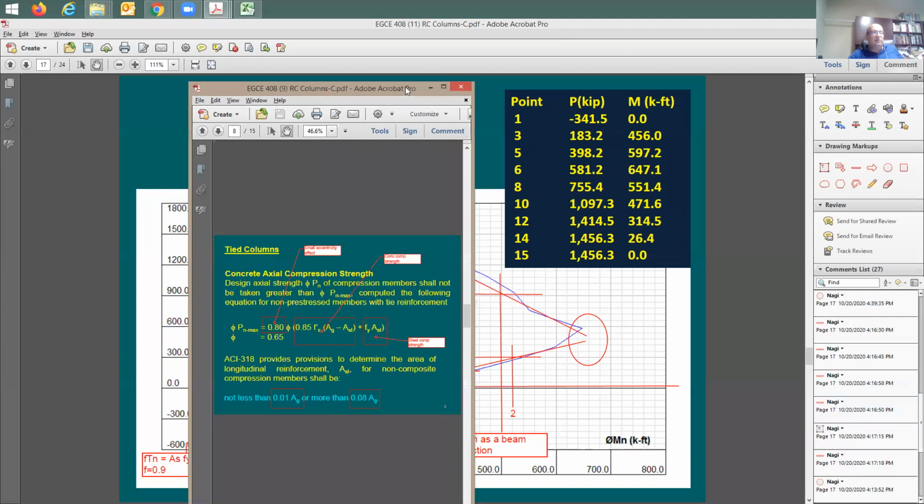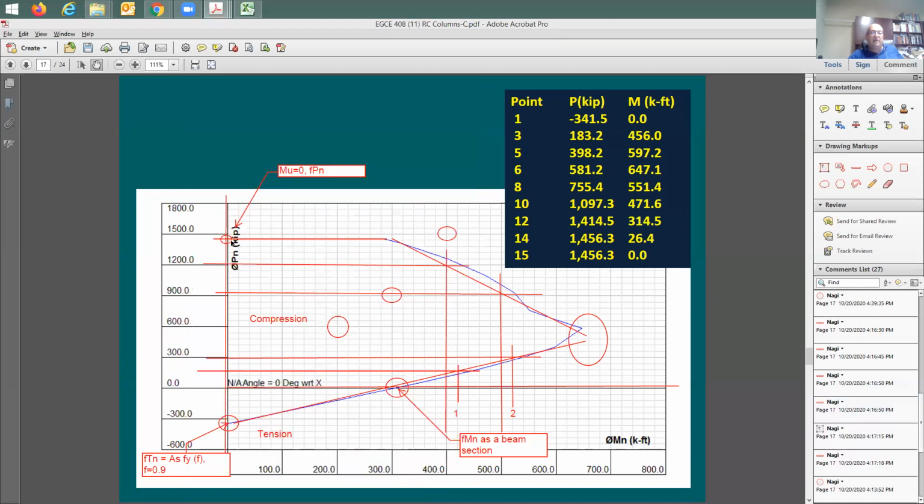Only when I have an axial compression, right? And no moment acting on it. Say, how about this moment here? What happened at this point? At this point, I have no axial load, and I have only moment acting in the section.